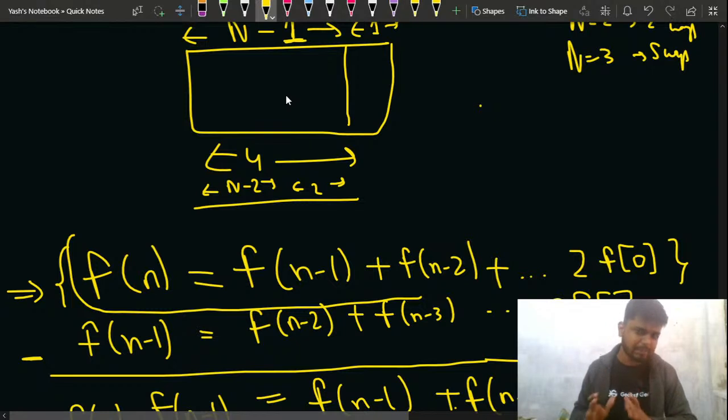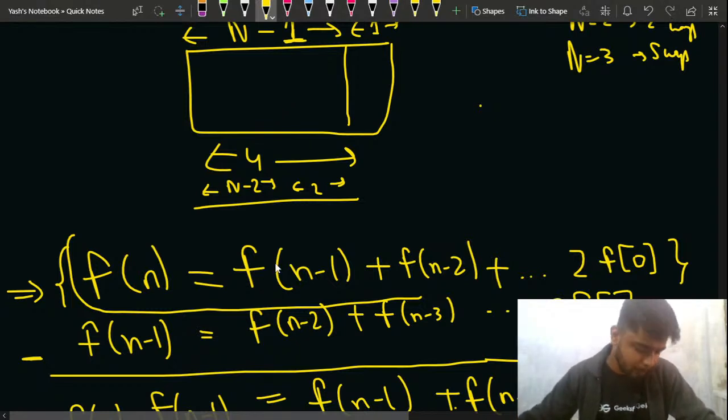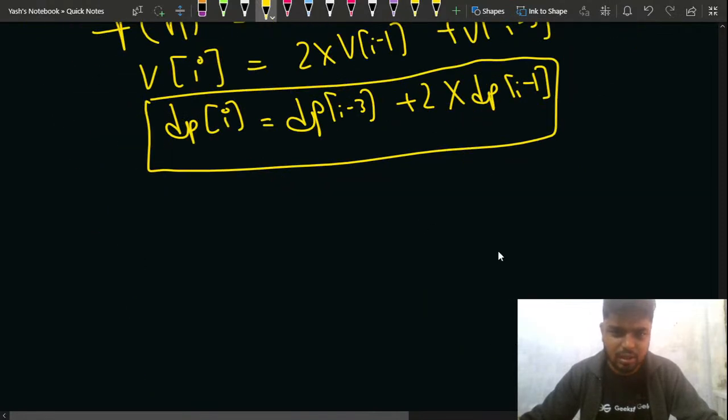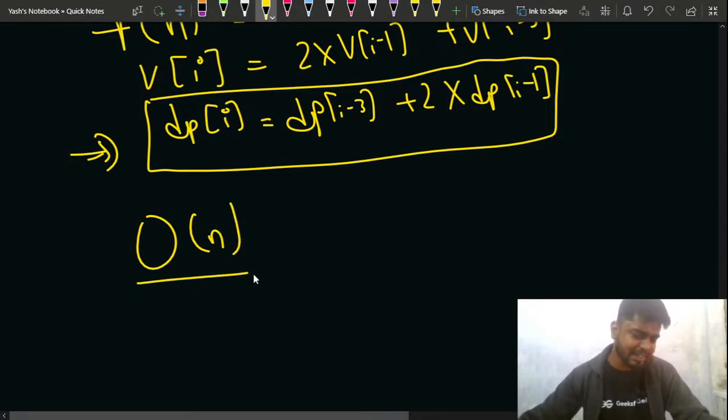This is a mathematical problem, I would say. If someone is solving it for the first time, it can be a little difficult to understand how this relation is coming, but you can try to form this relation using the approach, right? Once this much part is done, you will get this equation, and you can easily say that you can calculate this in order of n, for any value of n.